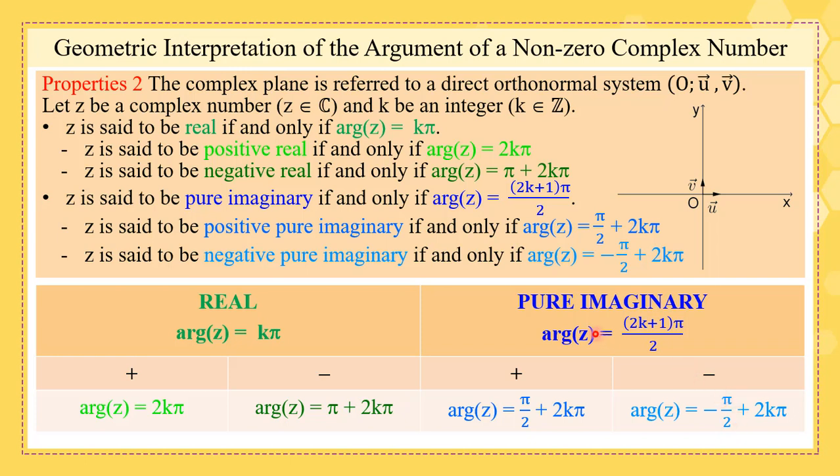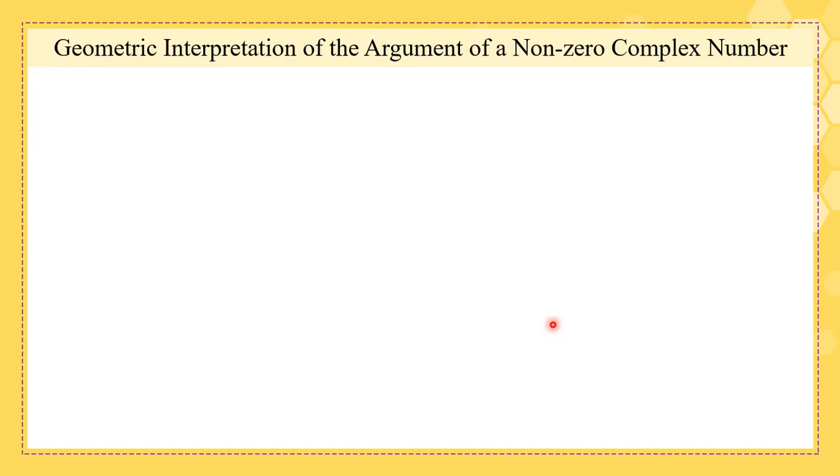It's very easy to memorize this table, just try to imagine it. Positive real, the angle is 0; negative real, the angle is pi; positive pure imaginary, the angle is pi over 2; negative pure imaginary, the angle is negative pi over 2; and try to add 2k pi to these answers. Just pay attention when the number is real without specifying whether it's positive or negative, or when it is pure imaginary but also without specifying whether it's positive or negative.